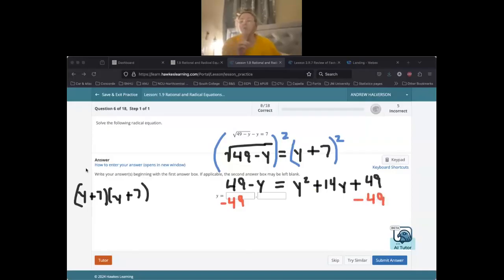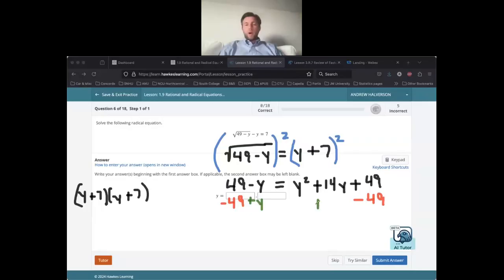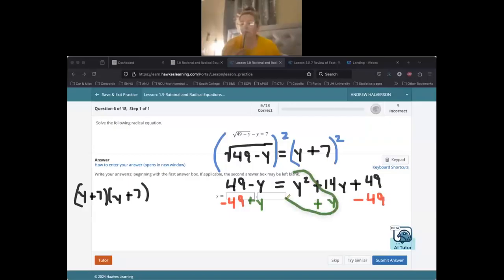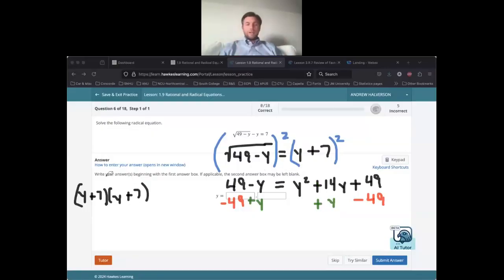Now I have a question. When you add y, you don't add it to y squared. You have to add it to the 14y because you would assume that it has a 1 in front of it, right? I am going to add y here. But why? Let me ask, can I add those? I would feel like you would be able to, but you can't. The answer is no, because they're not like terms.